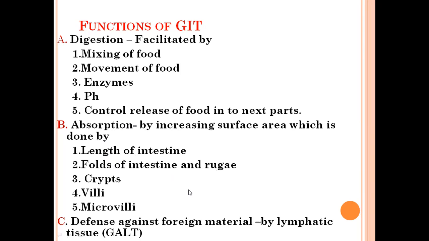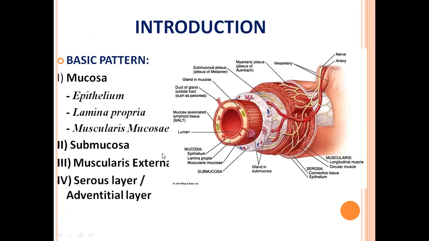We also have a lot of lymphoid tissue along the gastrointestinal tract, which helps in killing of microorganisms, and is called gut-associated lymphatic tissue, also called GALT. Now coming to the basic pattern of the gastrointestinal tract, whether it is stomach, esophagus, small intestine or large intestine, basically it has 4 layers. The 4 layers are as follows: mucosa, then submucosa, then muscularis externa and serosa.